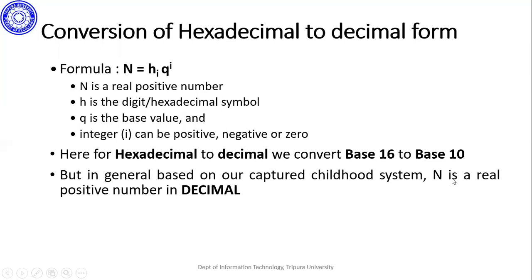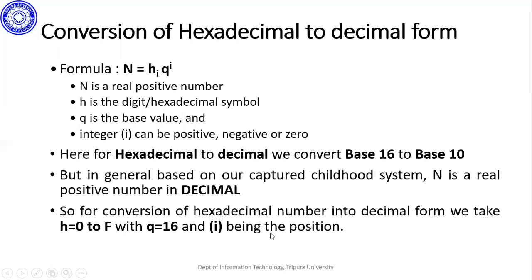So in general, n is a real positive number in decimal, and what we do here is that h is varying from 0 to F. Why 0 to F? Because here we need 16 numbers, n is equal to 0 to n minus 1. So 0 is 0 and n minus 1 is 15. So we have the numbers 0 to 15, and we have the symbols for 0 to 9, but for 10 to 15 we have the same system repeating in our decimal. So in hexadecimal 10 becomes A, 11 becomes B, 12 becomes C, 13 becomes D, 14 becomes E, and finally 15 becomes F.